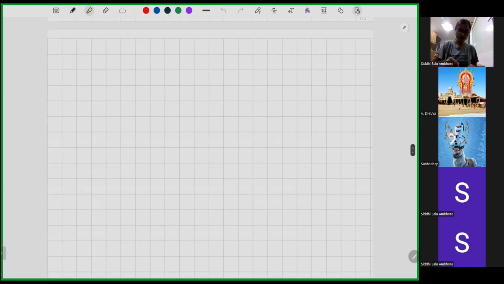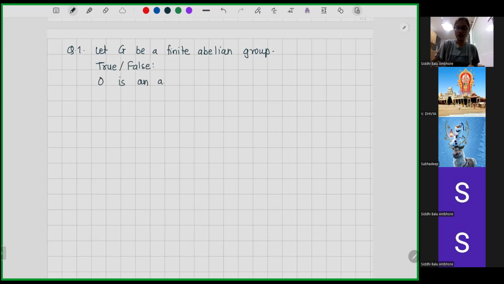So let us start with the first question. Let G be a finite abelian group. Then we have to check whether the following statement is true or false: 0 is an associated prime ideal of G. So when we are talking about a finite abelian group and 0 being an associated prime of G.